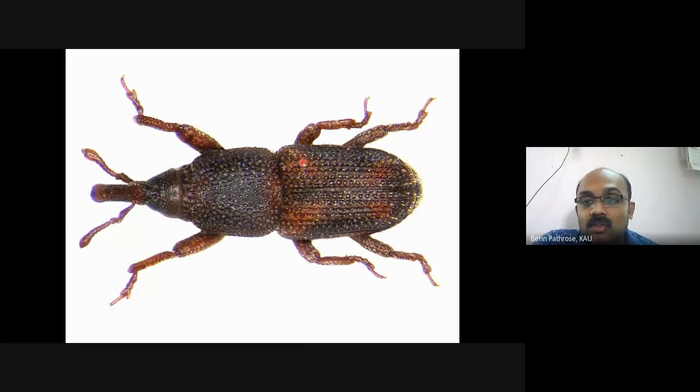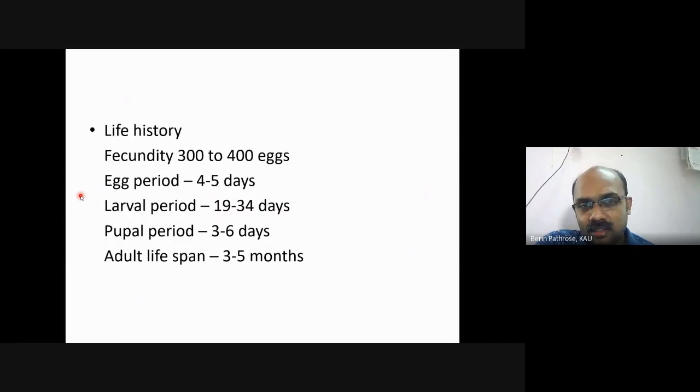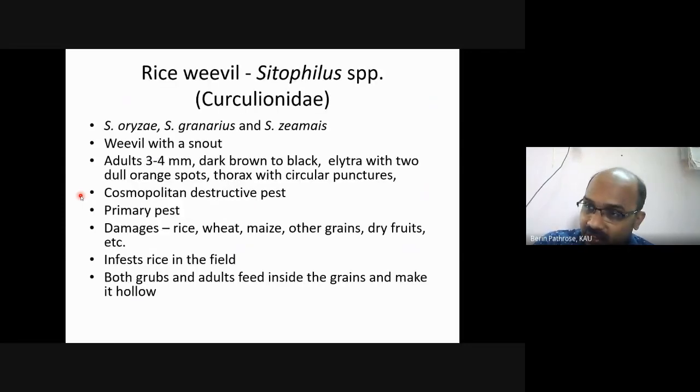You can see one, two, three, four. Each elytra has two dull orange spots, and the elytra as well as the thorax have circular punctures on them. And you can see the head prolonged into the snout. That is a typical feature of a curculionid insect. It's dark brown to black in color, 3 to 4 mm in size, with two dull orange spots on each elytra, and the thorax with circular punctures.